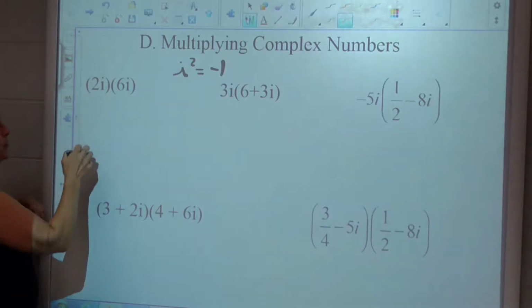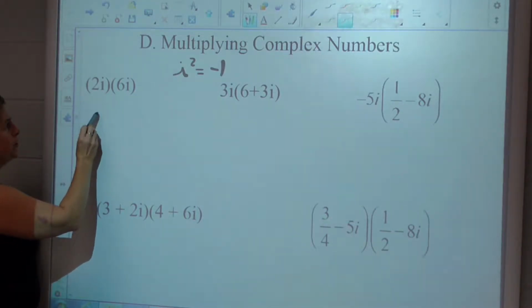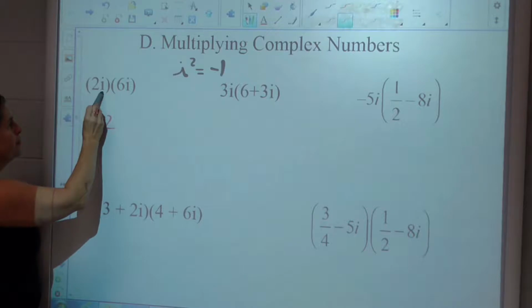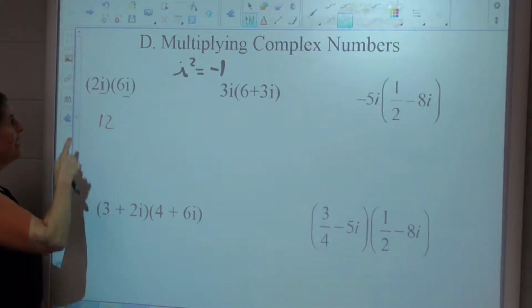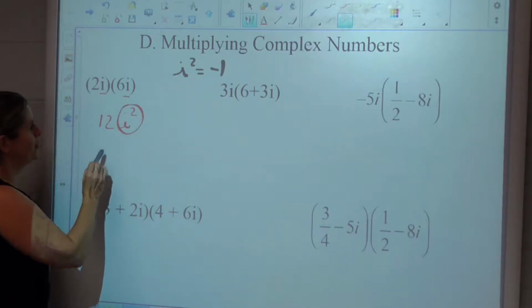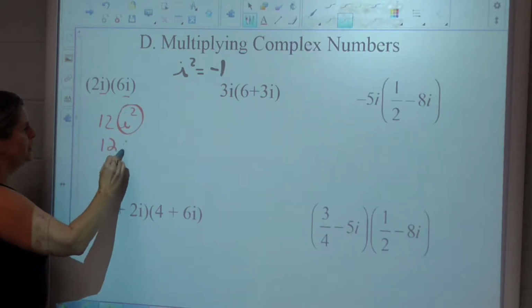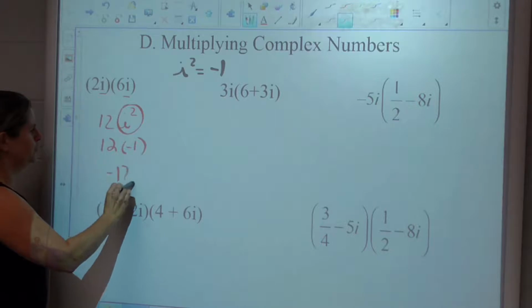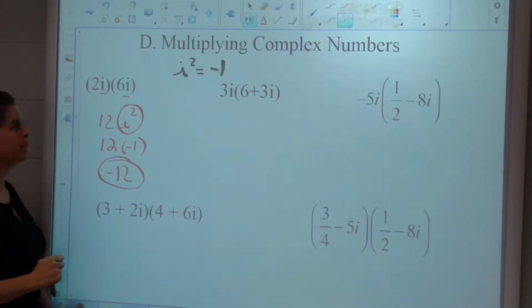In this instance, you're multiplying your numbers. 2 times 6 is 12, and you're multiplying your variables. i times i becomes i squared. i squared then gets replaced with a -1, so that's 12 times -1, or -12 for our final answer.